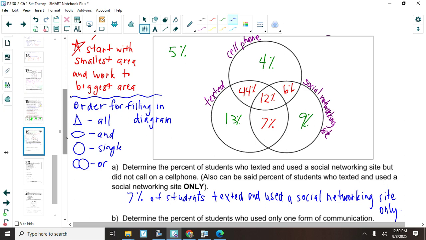Okay, these are our only spaces here, the green ones. So when they say only used one, you could say there were 4% who used only a cell phone, 9% who used only social, and 13% who used only text. So if we add those up, those are the percentage of students who only had one. Even though it might say only, don't forget that if they're looking for multiple things, only cell phone and that, we can still add those up.